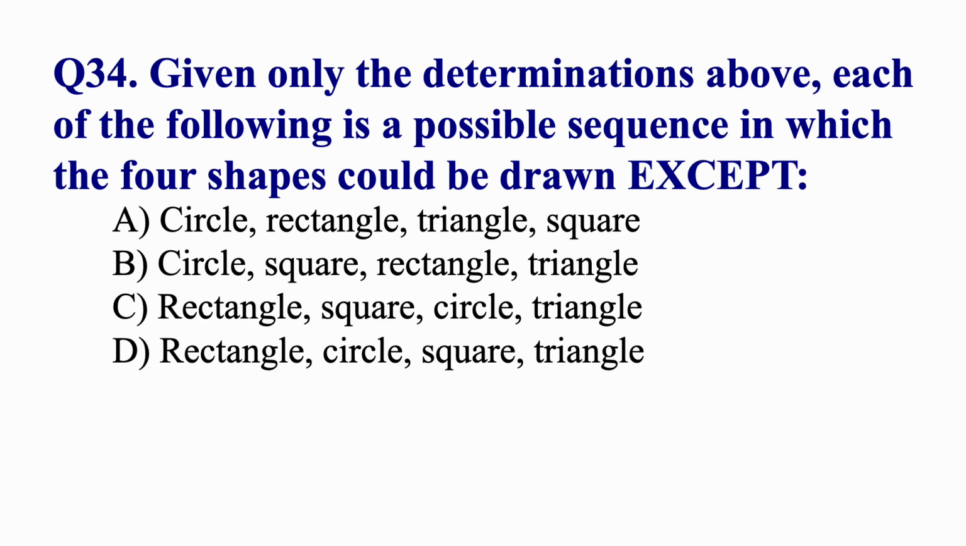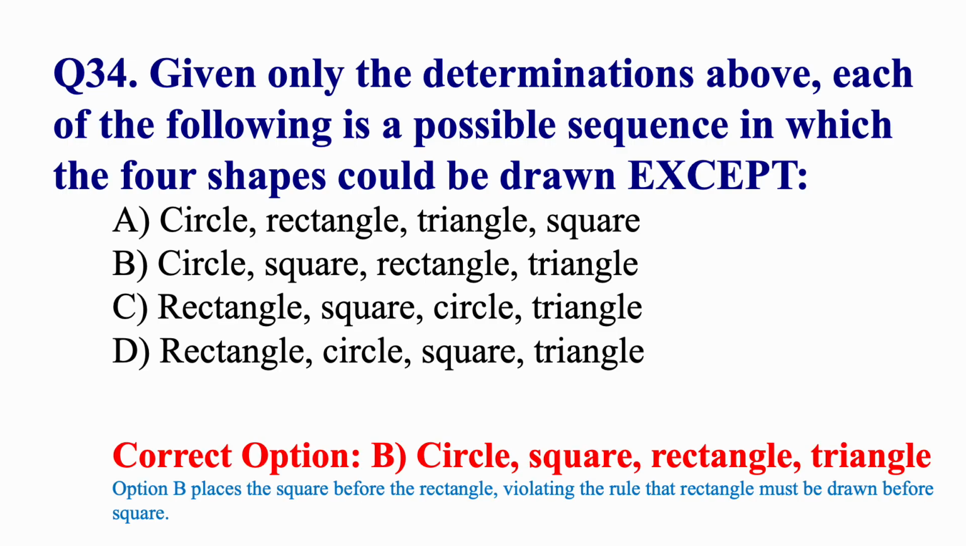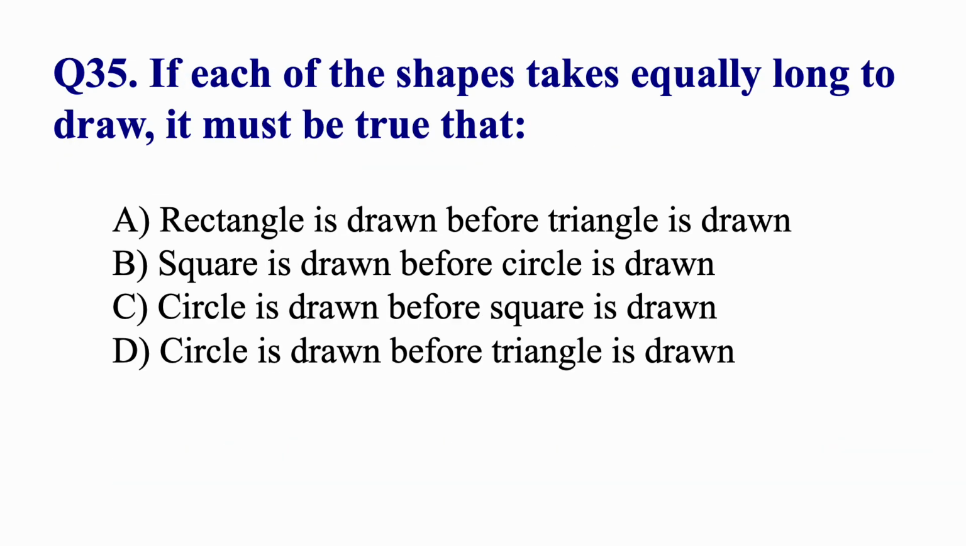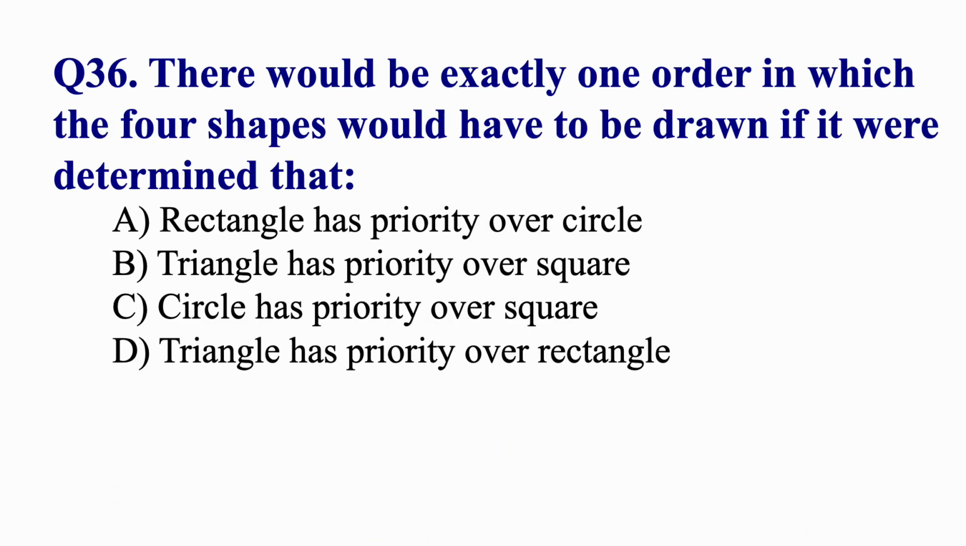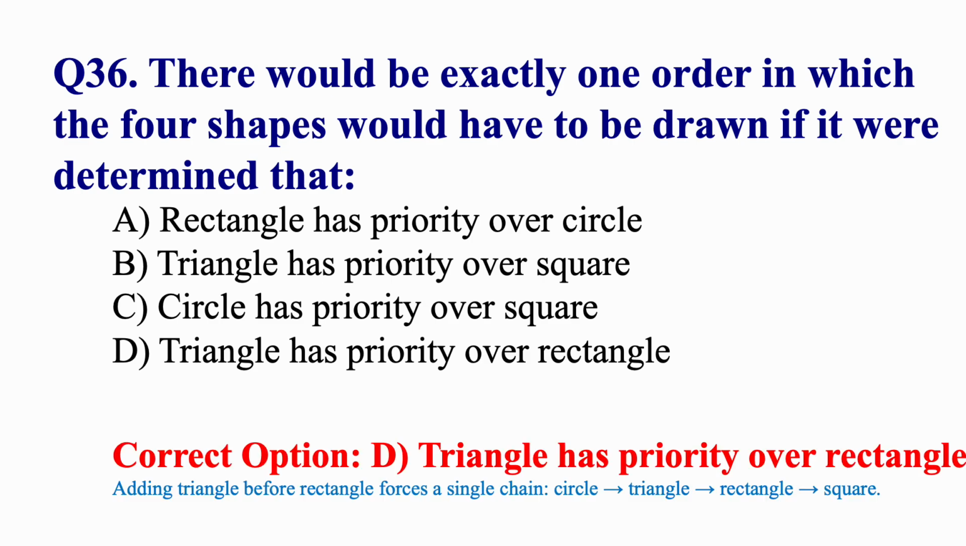Given only the determinations above, each of the following is a possible sequence in which the 4 shapes could be drawn except: circle, square, rectangle and triangle. If each of the shapes takes equally long to draw, it must be true that circle is drawn before triangle is drawn. There would be exactly one order in which the 4 shapes would have to be drawn if it were determined that triangle has priority over rectangle.